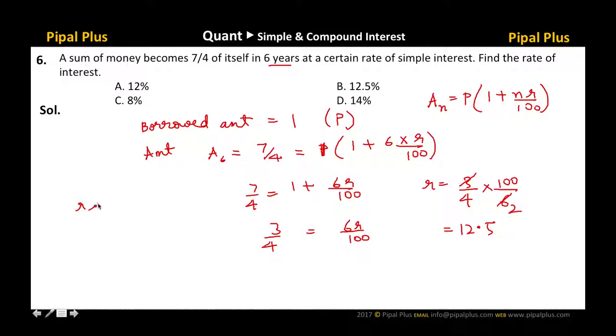You want to express it in percentage, we get 12.5%. So the correct answer here is B. All right, let's move on.